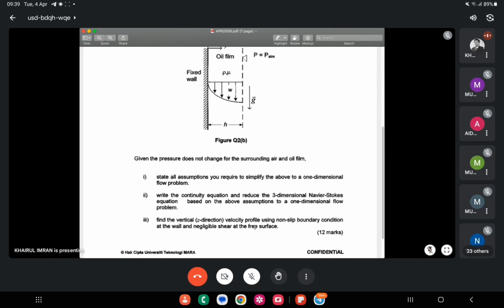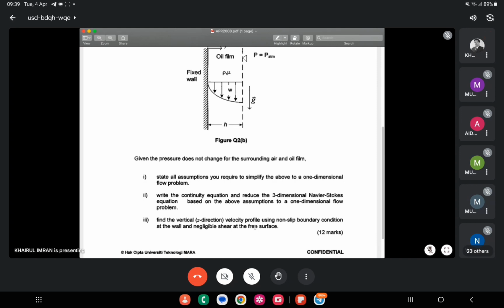Macam first time tengok je kan. Negligible shear at the free space. Pula dah. Sedangkan ianya bermaksud del U over del Y sama dengan kosong. Yang kita buat tadi, del U over del Y, del U over del Y itu adalah shear. Negligible shear sama dengan kosong.